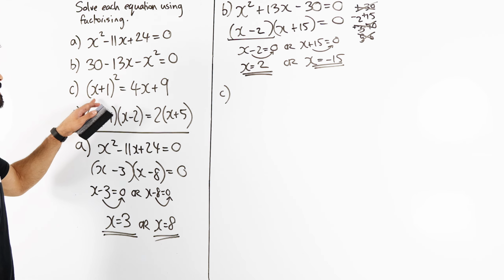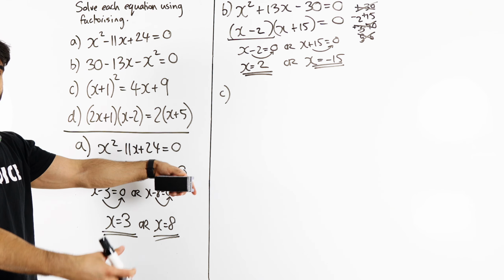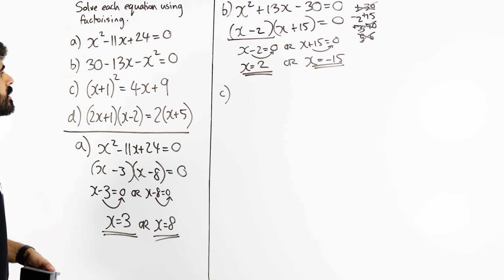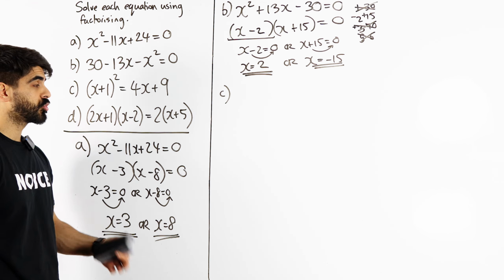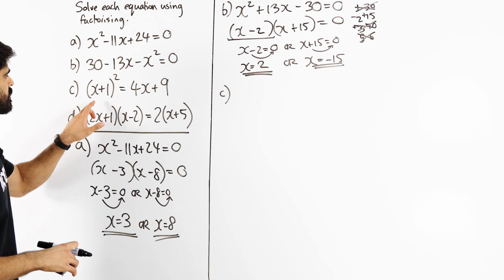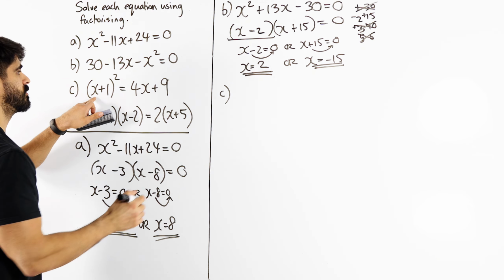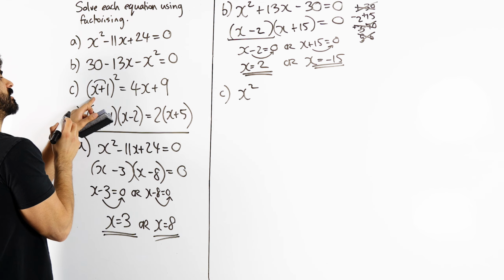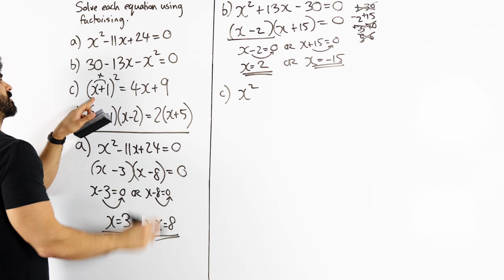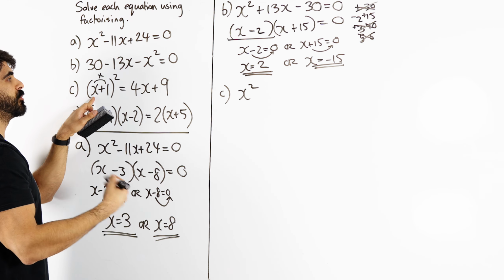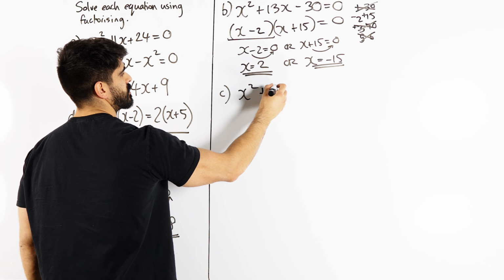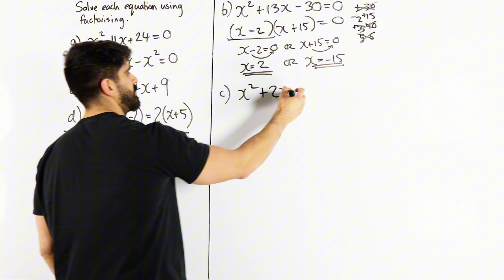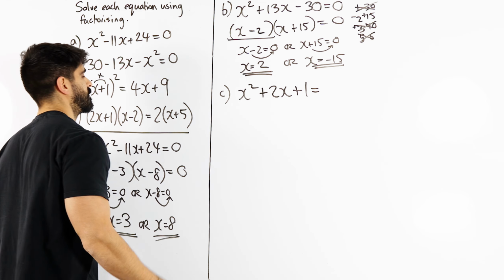Part 2, now we need to expand and make sure everything is on one side, so that one side equals 0. Now, let me show you guys again the trick to expanding square brackets. You square the first thing, x, when you square it, x squared. Then you multiply these together. X times 1 is x, and then you double it. When you double x, you get 2x. And then we square the last number. 1 squared is 1. So it's x squared plus 2x plus 1.